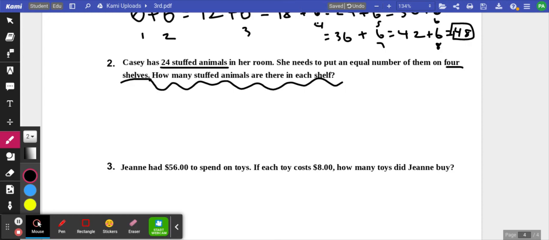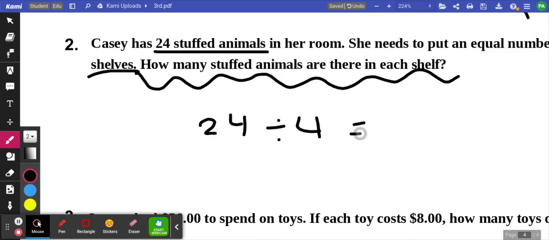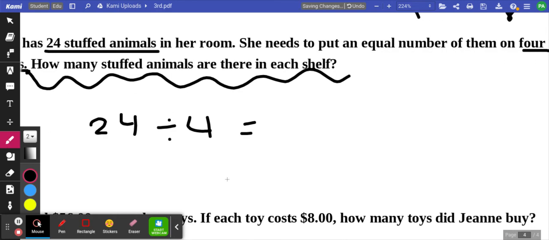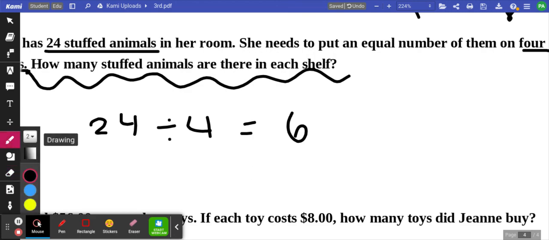So we're trying to see how many animals we can put on one shelf for 4. So how would you do that? You would just simply divide the 24 stuffed animals by the 4 shelves. So what is 24 divided by 4? I'm going to just tell you, it's 6. And if you want to check, if we do 6 times 4, it is 24. And so your official answer is 6 animals on a shelf.